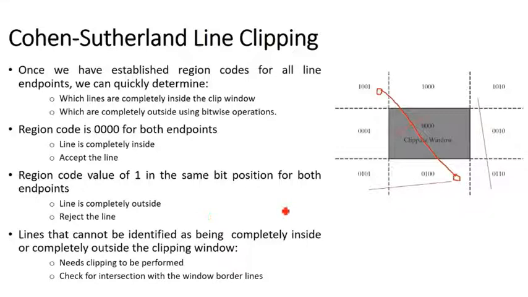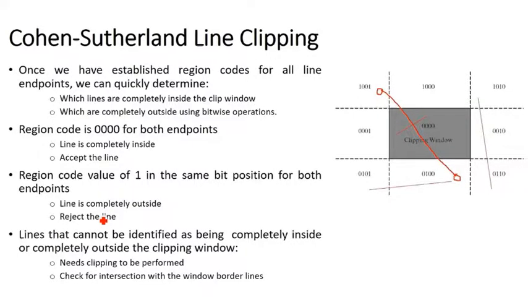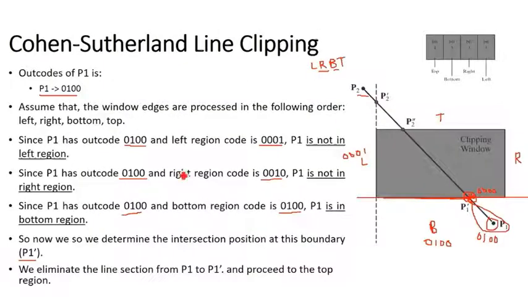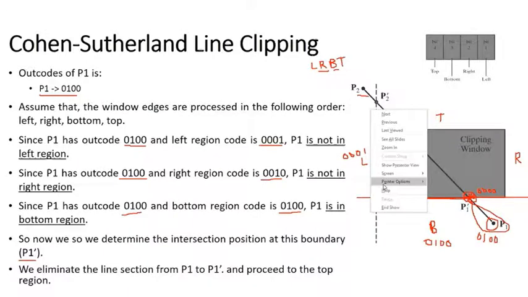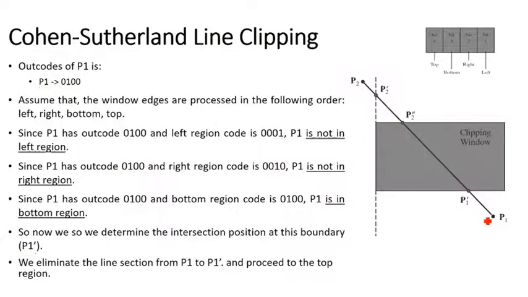If the first condition is true, I stop and accept the line. Here, if this condition becomes true, I stop and reject the line. If not, I move forward and consider one point and see if it is in any of the four regions.